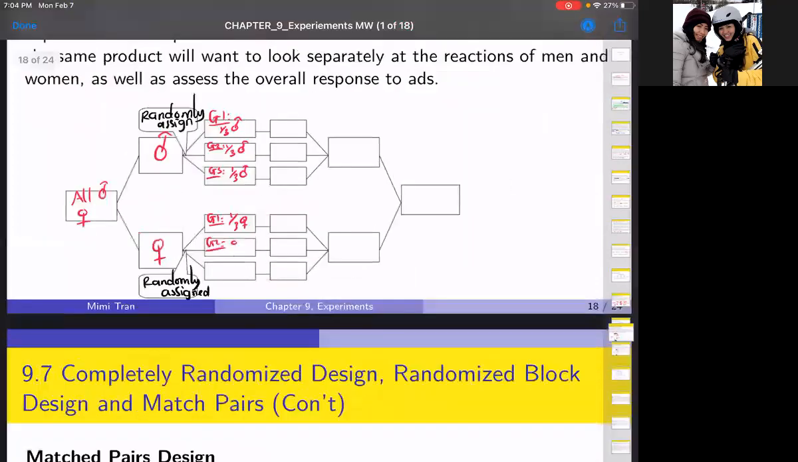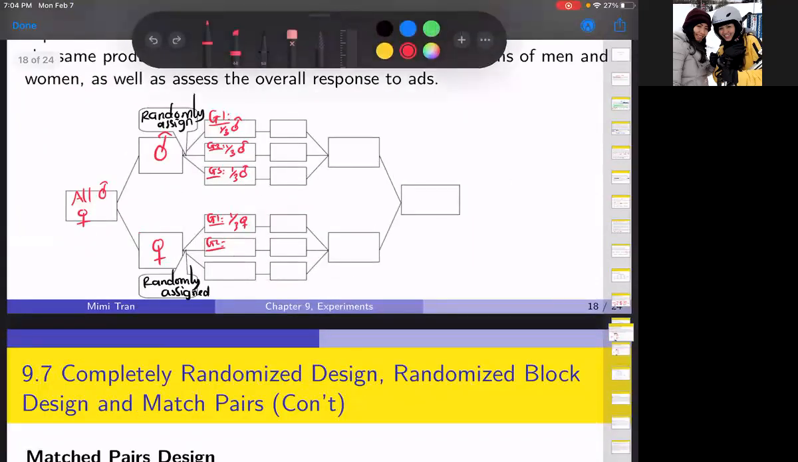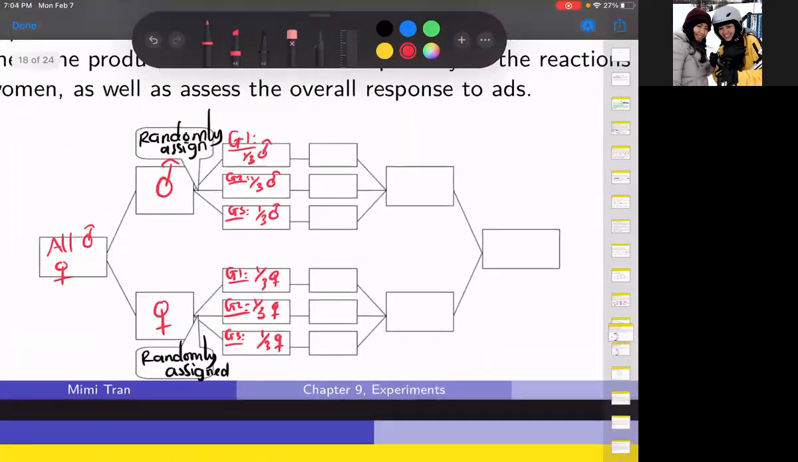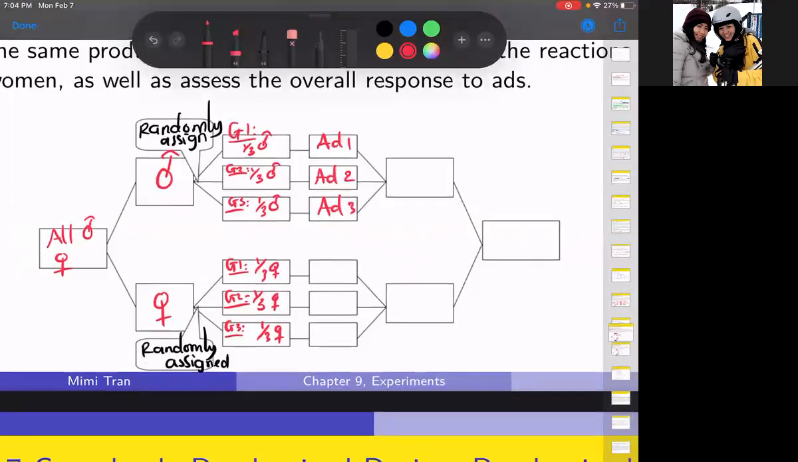Where's my thing go? One-third women. Group 3, one-third women. Good. And then what do we do with these randomly assigned groups? The next box. We add 1, add 2, right? We put treatment on them. So the first group, one-third men, gets add 1, add 2 for the second group, add 3 for the third group. Same thing with women.